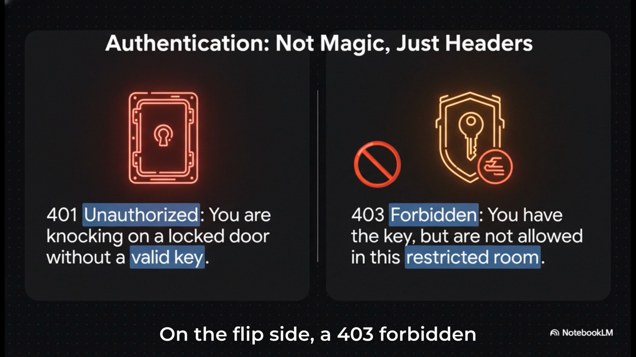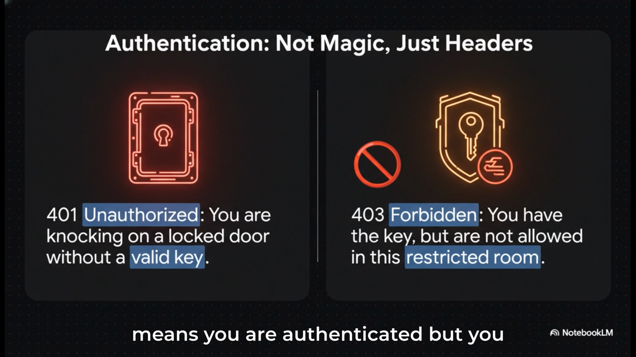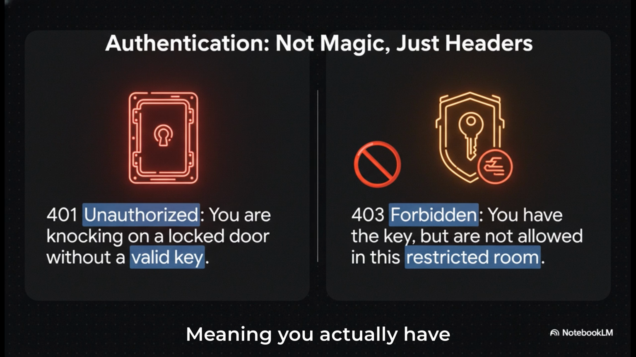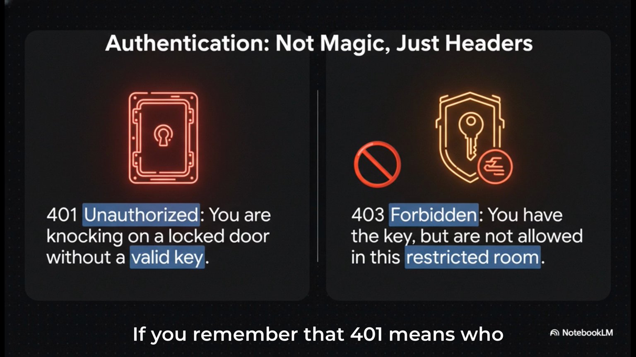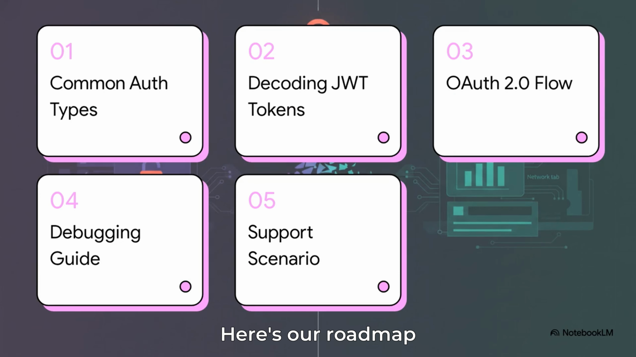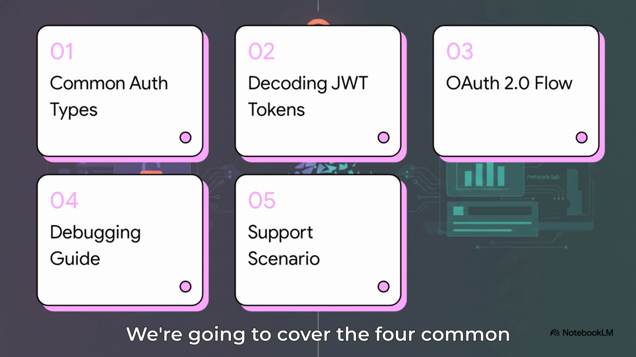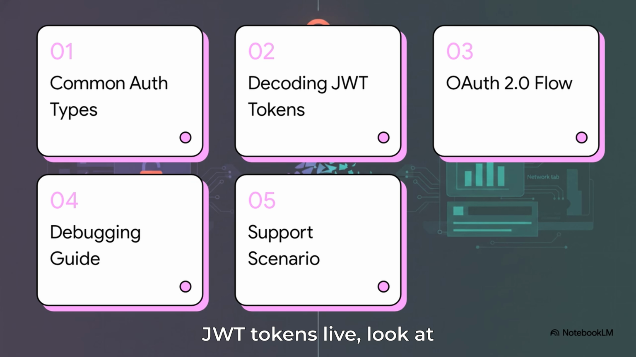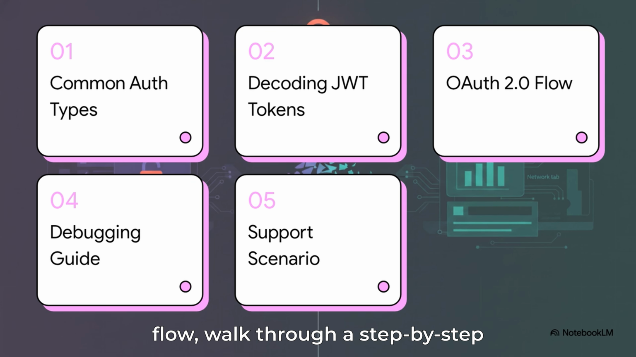On the flip side, a 403 forbidden means you are authenticated but you lack authorization, meaning you actually have the key to the building. The server knows exactly who you are, but you're trying to sneak into a restricted room you just don't have permission to be in. If you remember that 401 means who are you and 403 means you can't do that, you are already way ahead of the game. Here's our roadmap for this explainer. We're going to cover the 4 common auth types, decode some JWT tokens live, look at the OAuth 2.0 client credentials flow, walk through a step-by-step debugging guide, and wrap up with a real-world support scenario.